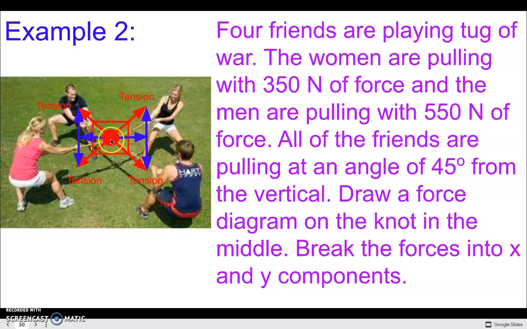So you can kind of see we're going to get 4 different triangles out of this. And so then in tomorrow's lesson, we're going to be solving for the lengths of those triangles, because that's what we'll be using to determine how strong each force is in the x and y direction.